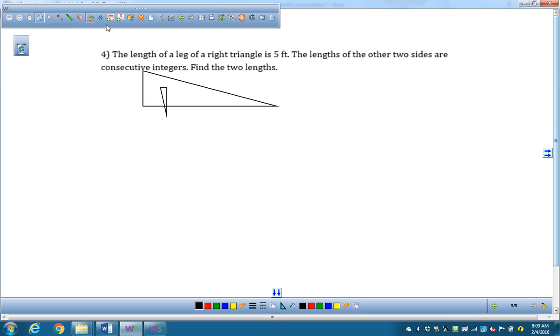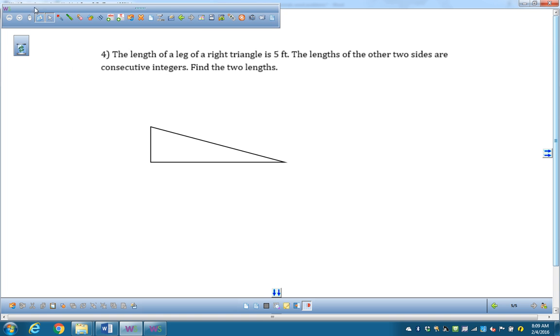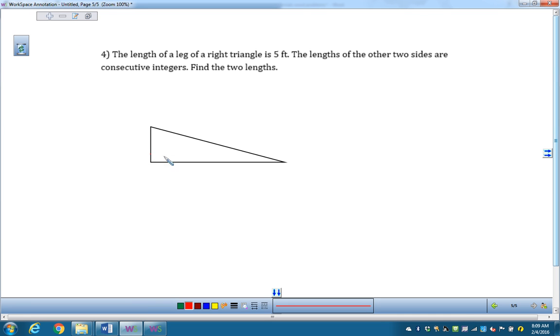Uh-oh. What happened? Get rid of that. So here's a right triangle. Okay? And the Pythagorean theorem says that the sum of the squares of the two sides is equal to the square of the hypotenuse. So a squared plus b squared equals c squared. Do you know that? Have you seen that?